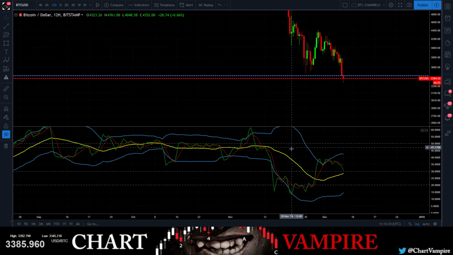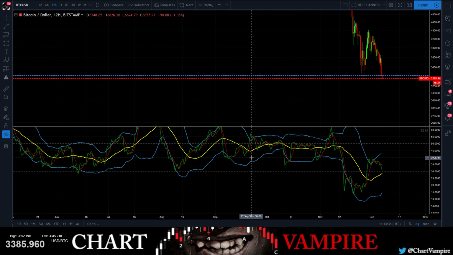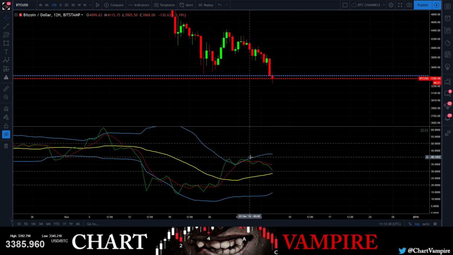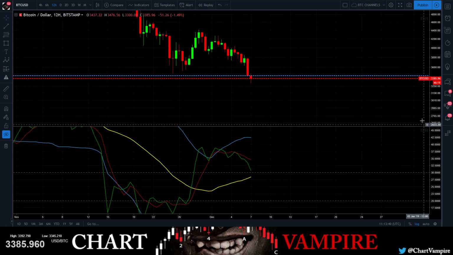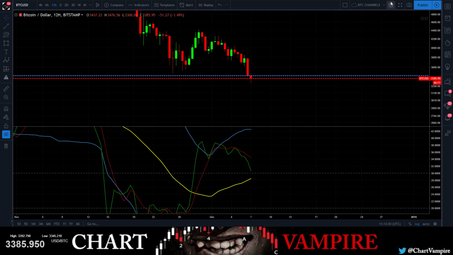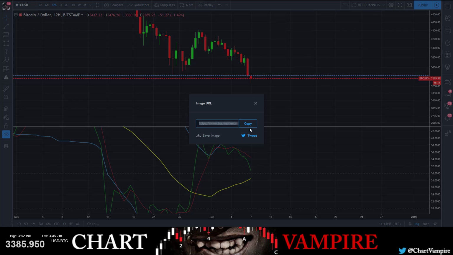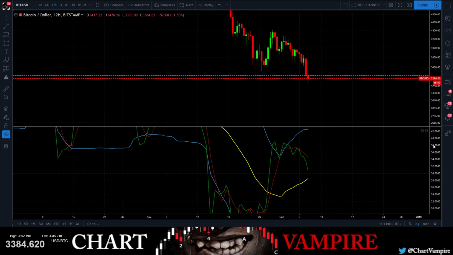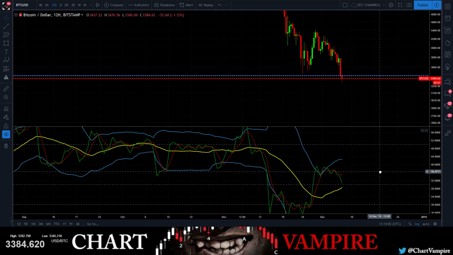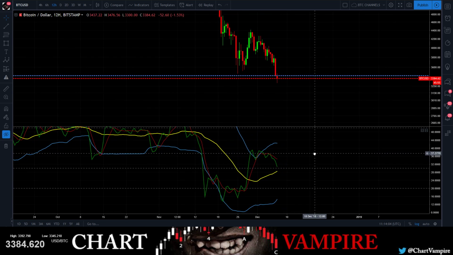Let's see what we got here. All right, about to hit support. See how well that support's worked in the past. Yeah, it likes to bounce off.